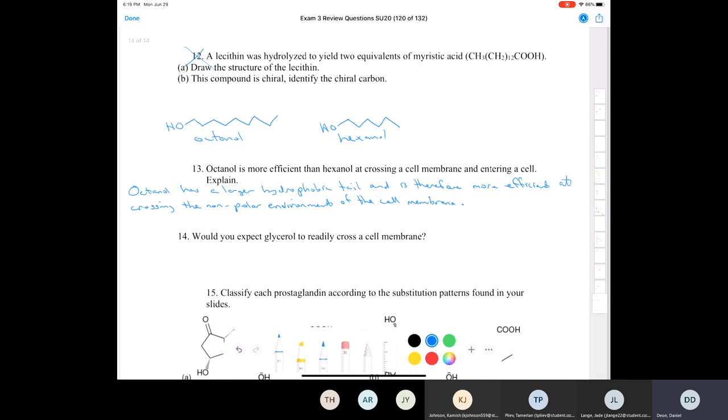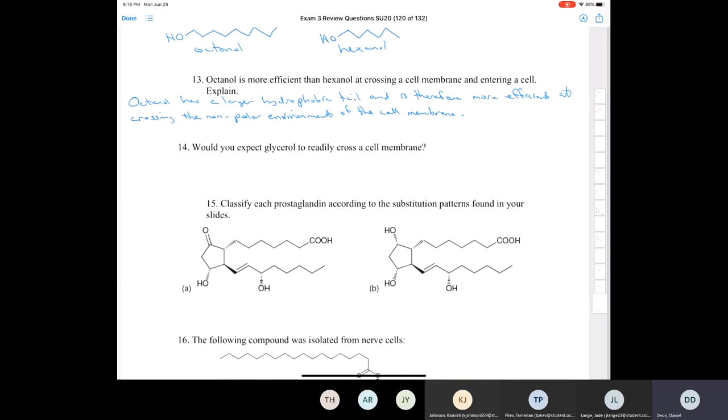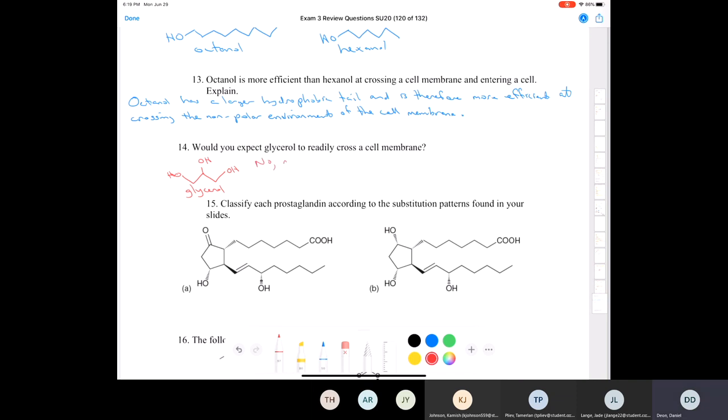Good. Would you expect glycerol to readily cross the cell membrane? Yes or no? Who could answer that for me? Should glycerol readily cross a cell membrane? No, it's too polar, exactly. I'd put no. Glycerol has three OH groups and no hydrophobic tail. There you go.